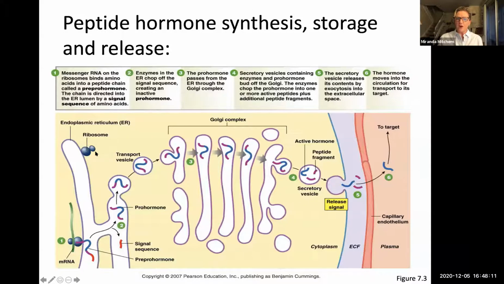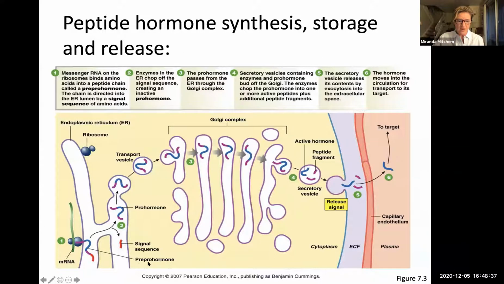And part of the job of the rough ER is to synthesize hormones that are secreted from a cell. So actually any protein that is going to be secreted from the cell travels through the same pathway. Now, we begin with what is called a pre-pro hormone. The pre means one thing, the pro means another thing. The hormone is functional.